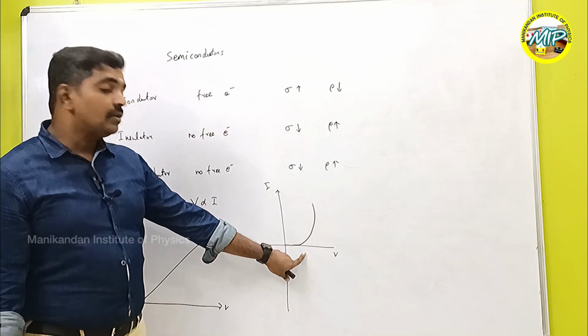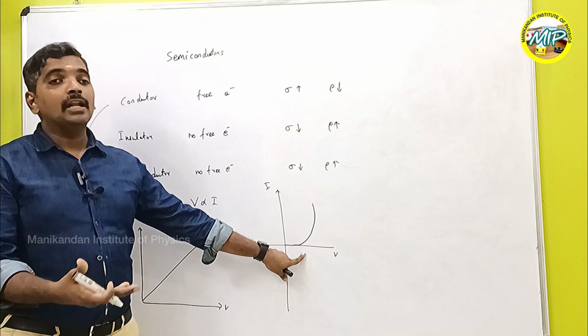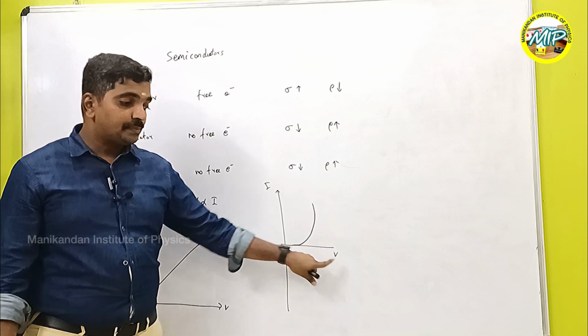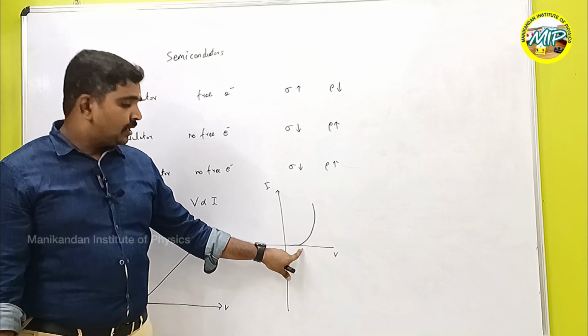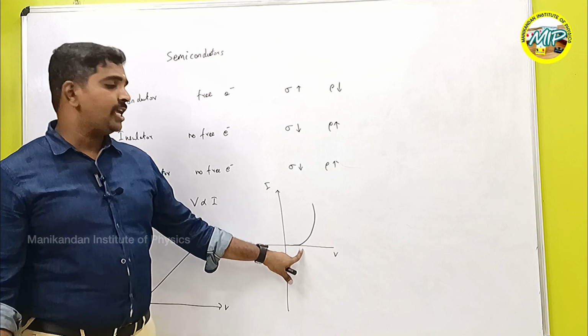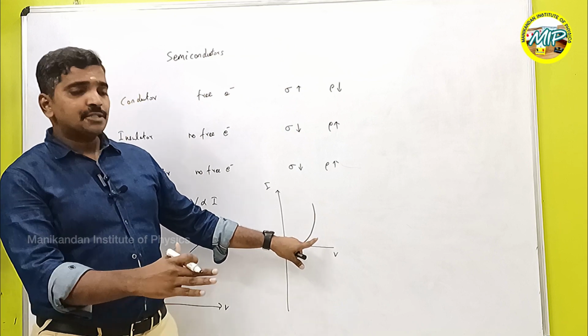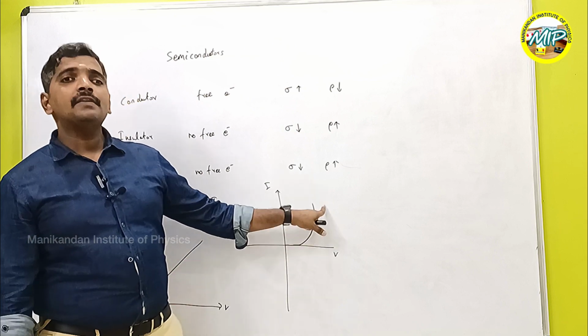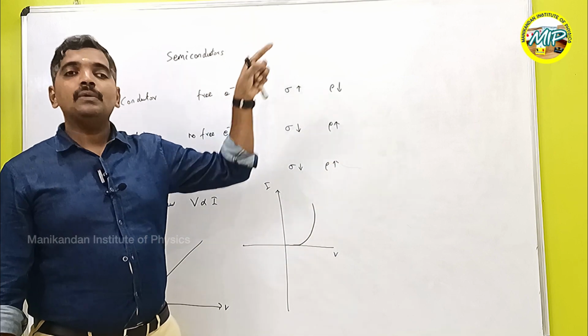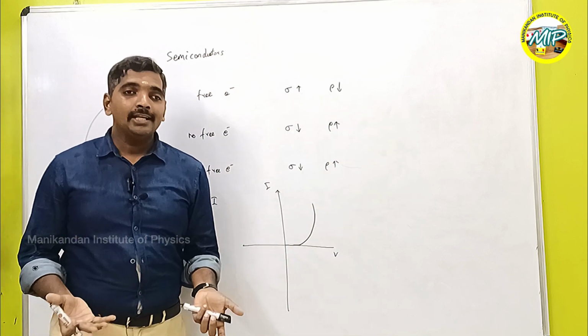Initially, there are no free electrons. This amount of energy is spent to remove the electron. Once the electron is removed from the valence band for the conduction process, then the current will increase drastically. Sir, why does the current increase drastically?